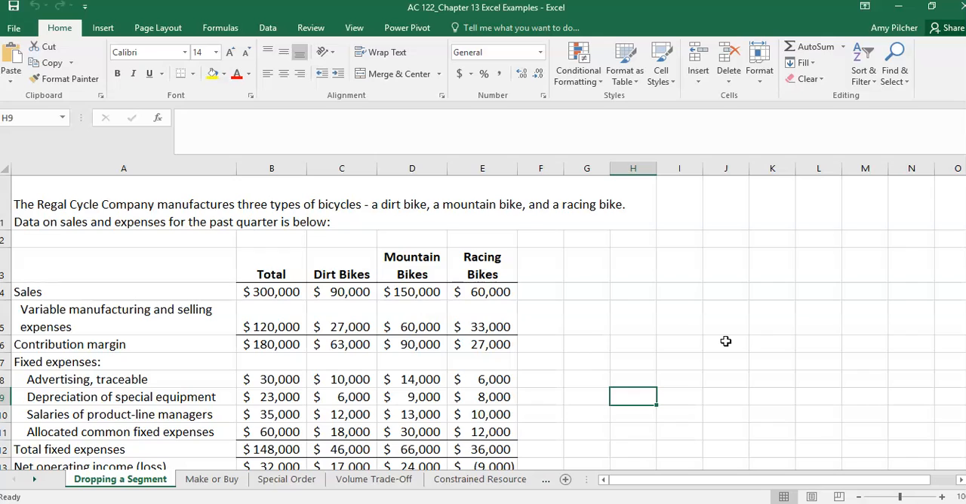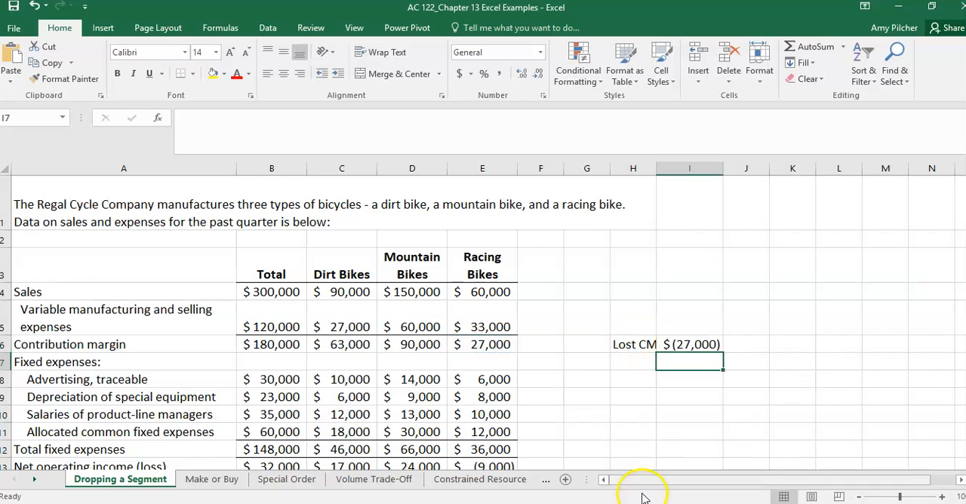So if we eliminate the racing bikes division, we eliminate their sales and their variable expenses. So we eliminate their contribution margin to our bottom line. So we have lost contribution margin. And we're going to look at that as a negative number. So right now, the contribution margin is a positive thing for our company's bottom line. It contributes to our ability to pay fixed expenses. We're going to lose $27,000 in contribution margin.